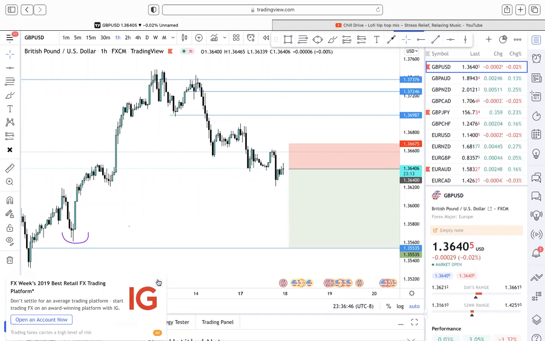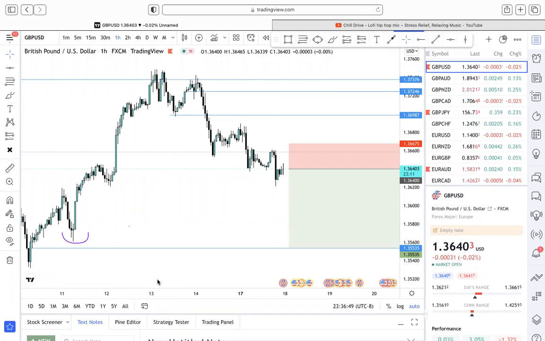Right, awesome, awesome. So if you have any questions throughout the way, just let me know and we'll go from there. And any other pairs that you want to look at too, let me know and we could check those out as well.